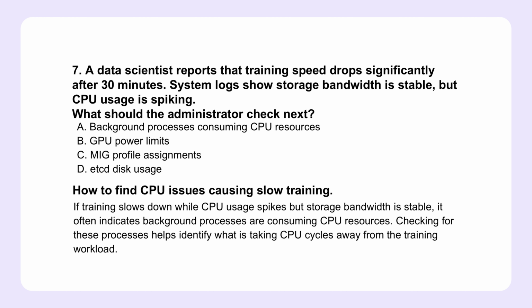But you notice the CPU usage on the node is spiking really high. What's your first thought? What's the next logical step? Okay, stable storage, but spiking CPU causing a slowdown. The most logical next step, based on that evidence, is to check for rogue or unexpected background processes consuming CPU resources on that node. It's a classic situation.